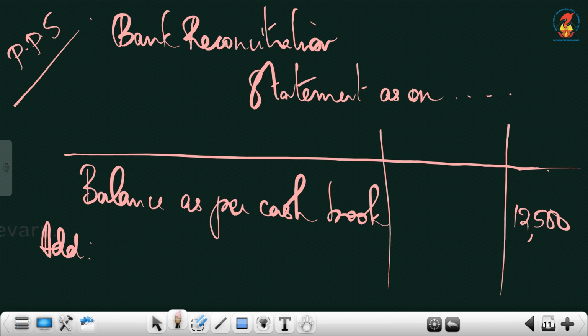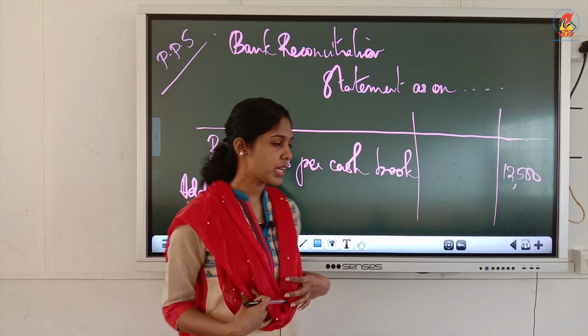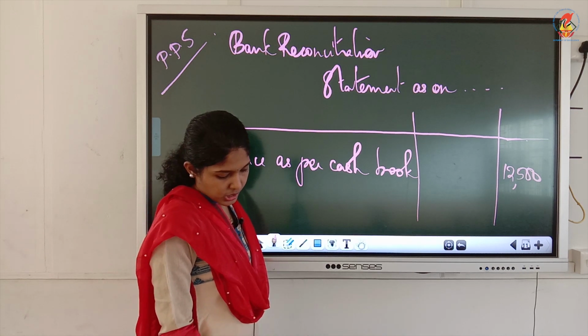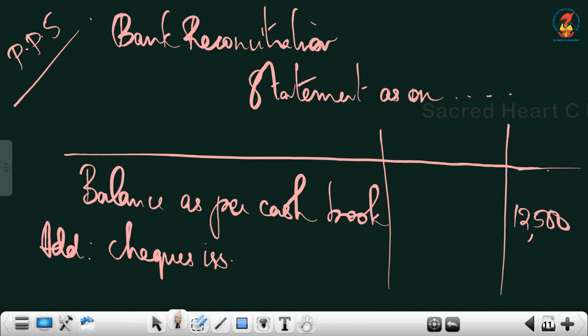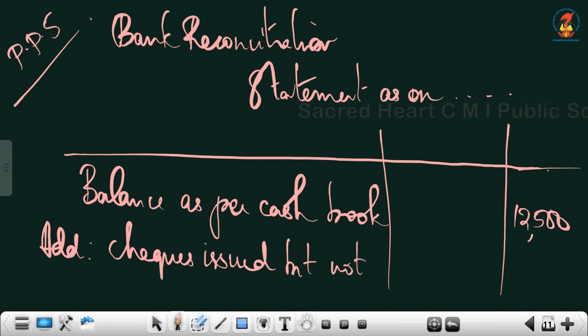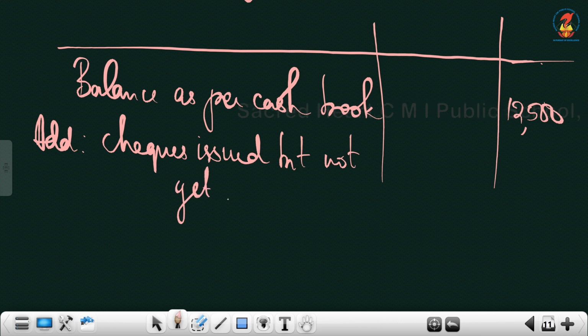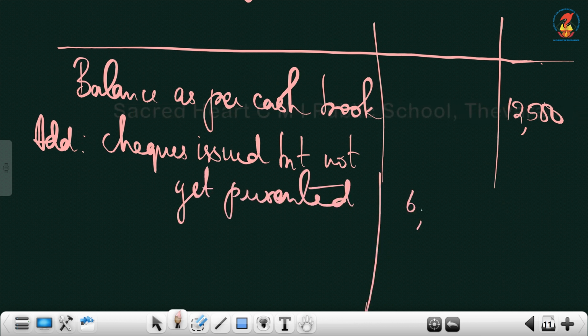So, we will read the items now. Checks issued not yet presented. What should we do? It's an item to be added. 6,000. So, check issued but not yet presented. 6,000 in the inner column you write.